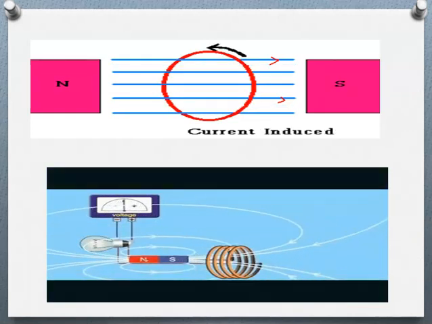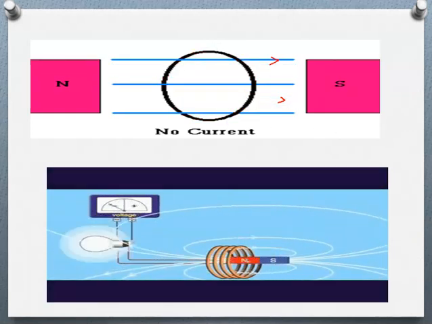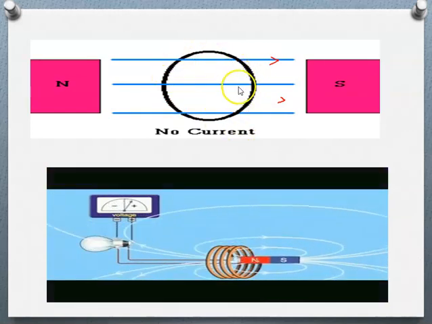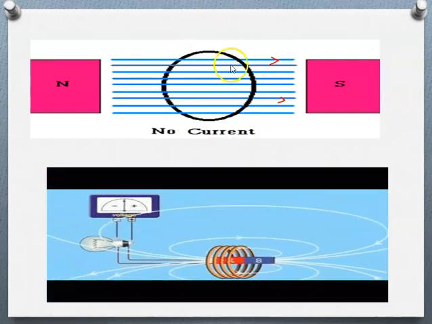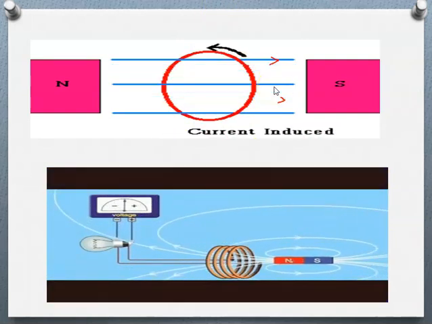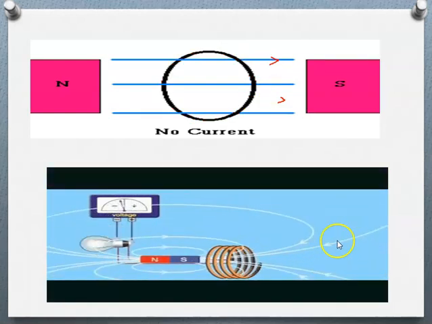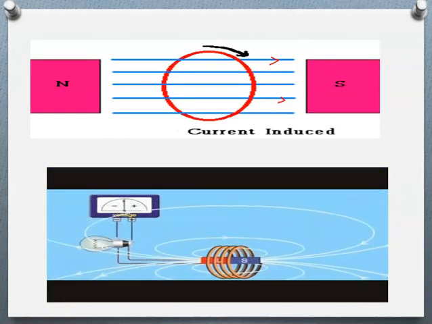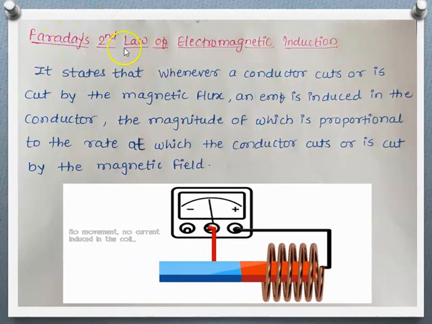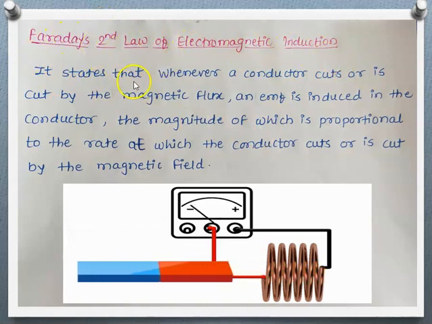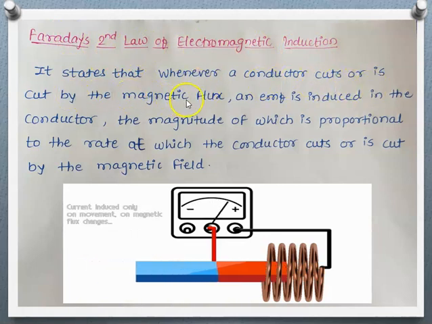Then how much EMF gets induced? If I have this coil, how much EMF is induced in it? When I change the coil, what will happen to the EMF? How much EMF will we get? That is stated by Faraday's second law of electromagnetic induction. Faraday's second law states that whenever a conductor cuts or is cut by magnetic flux, an EMF is induced in the conductor.